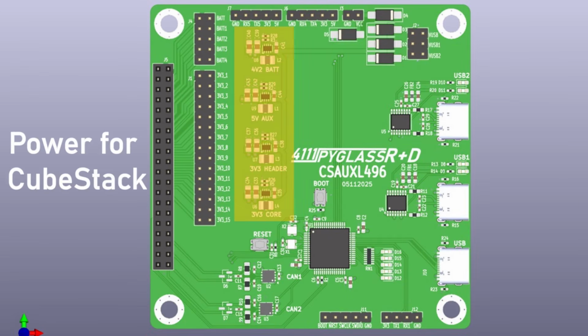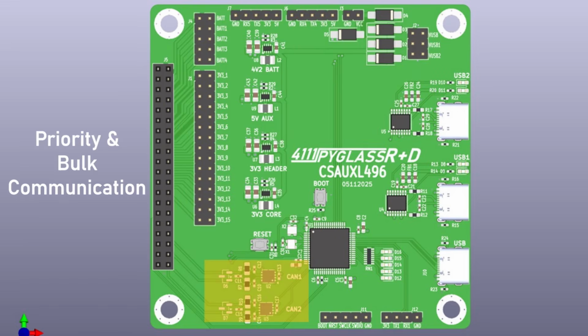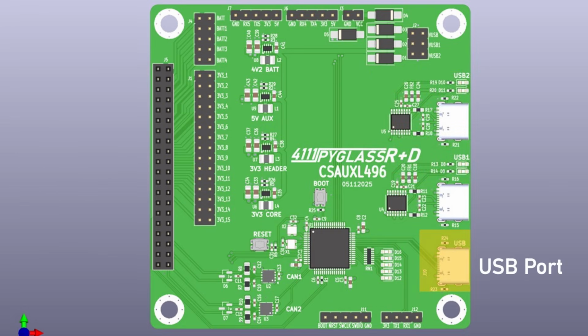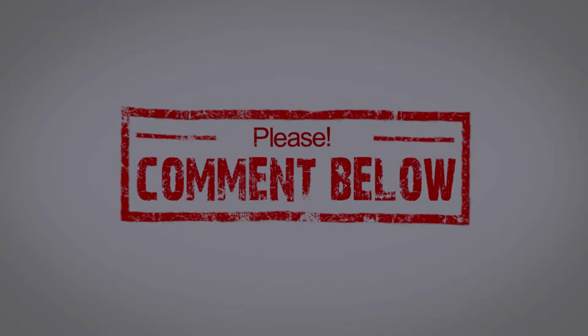The auxiliary board provides clean 3.3 volt and 4.2 volt rails to the entire CubeStack. It connects to both CAN buses for priority and bulk messaging. It exposes USB and dual UART to USB FTDI bridges for flashing, logging, and serial communication. The way I route CAN messages to USB without dropping packets is a story for another day. Let me know in the comments if you're interested in this story.